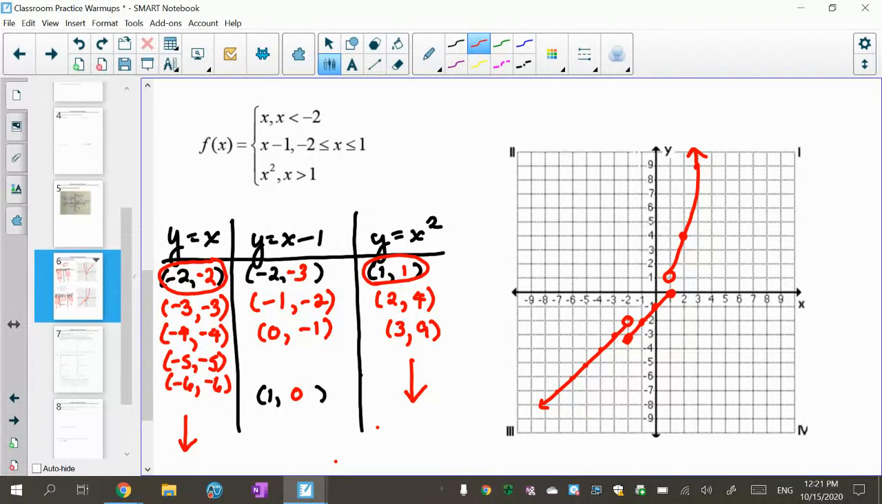Okay, so that's how I would graph using that. Now, I will show you in class how to use the graphing calculator to check it, but this is the kind of work that I want you to show.